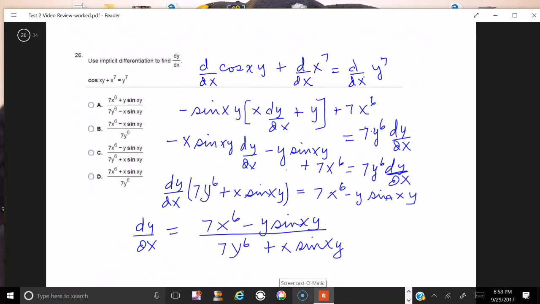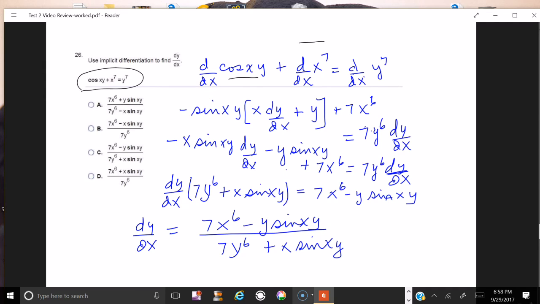Problem 26 is another implicit differentiation, and this expression is cosine of xy plus x to the 7th equals y to the 7th. So we take d/dx of cosine of xy plus d/dx of x to the 7th equals d/dx of y to the 7th.